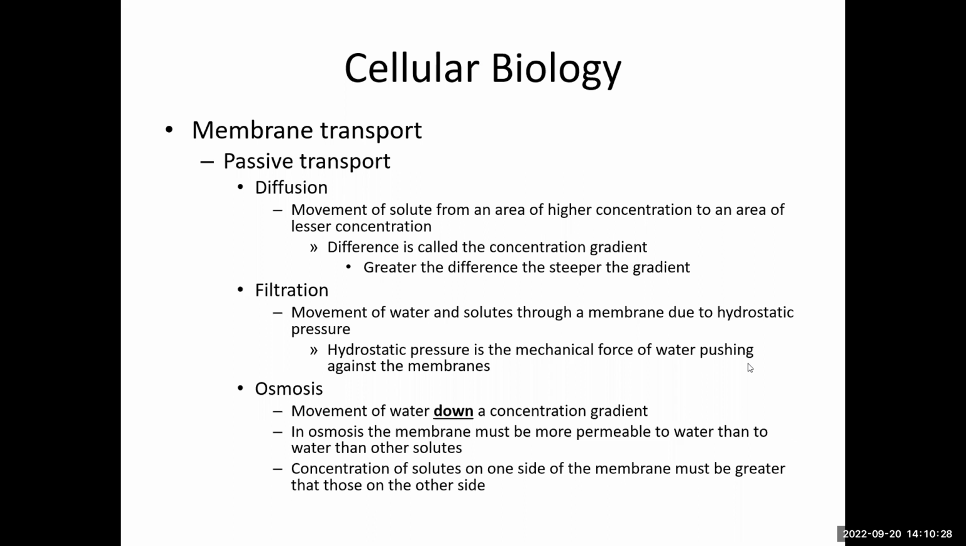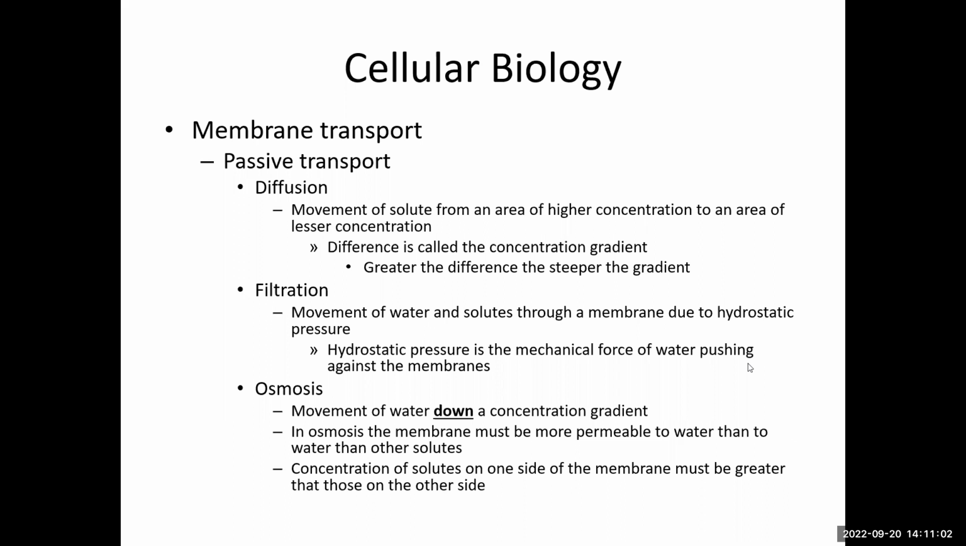Finally, osmosis is the movement of water down a concentration gradient, no solutes this time. In osmosis, the membrane has to be permeable to water, or more permeable to water than it is to other solutes. So there are portions of the membrane whose whole job is to push water in and out of the membrane. The concentration of solutes on one side of the membrane is going to drive the movement of that water.